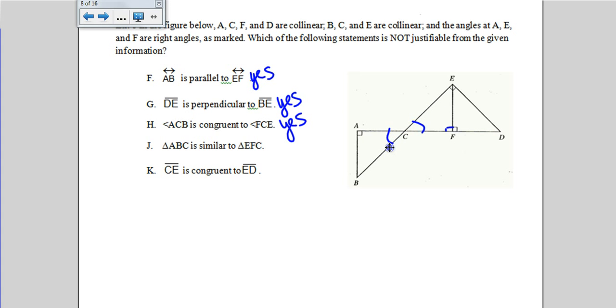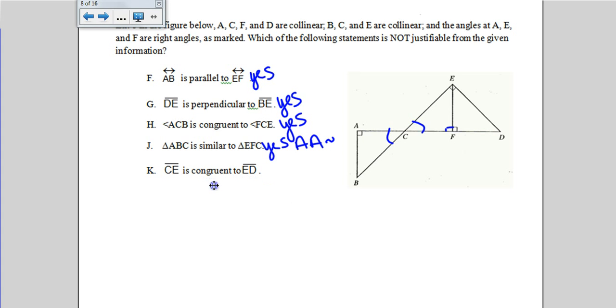If you weren't sure, you could still put a question mark. The reason they are similar is because of something called the angle-angle postulate. If you have two angles in a triangle that are congruent to two angles in another triangle, that proves those triangles to be similar. Not necessarily congruent, but definitely similar.